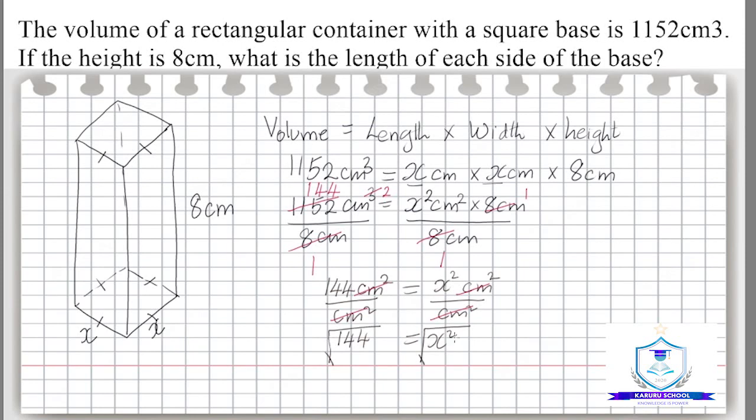So the square root of x squared is equal to x and the square root of 144 is equal to 12. So this means that the value of x will be equal to 12 centimeters. So now we have been able to get the length of each side of our base.